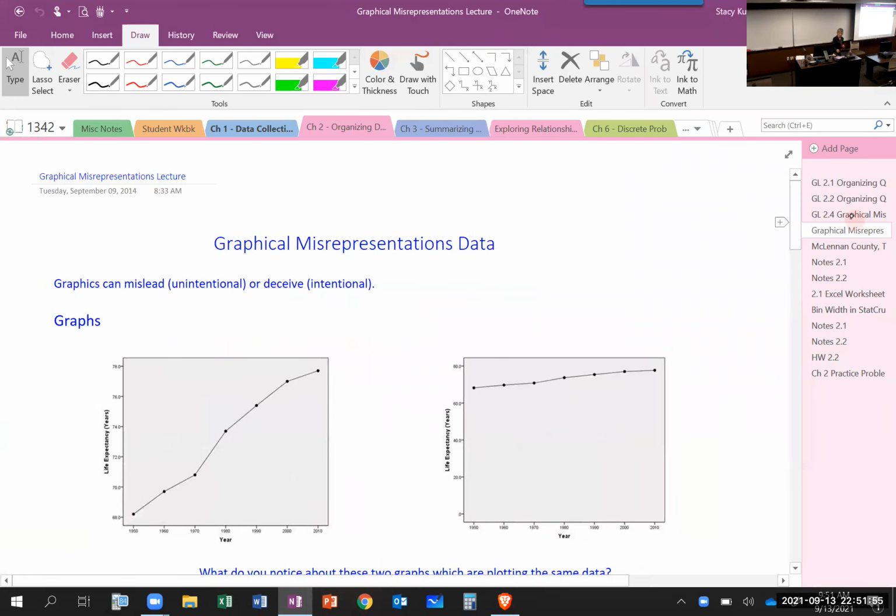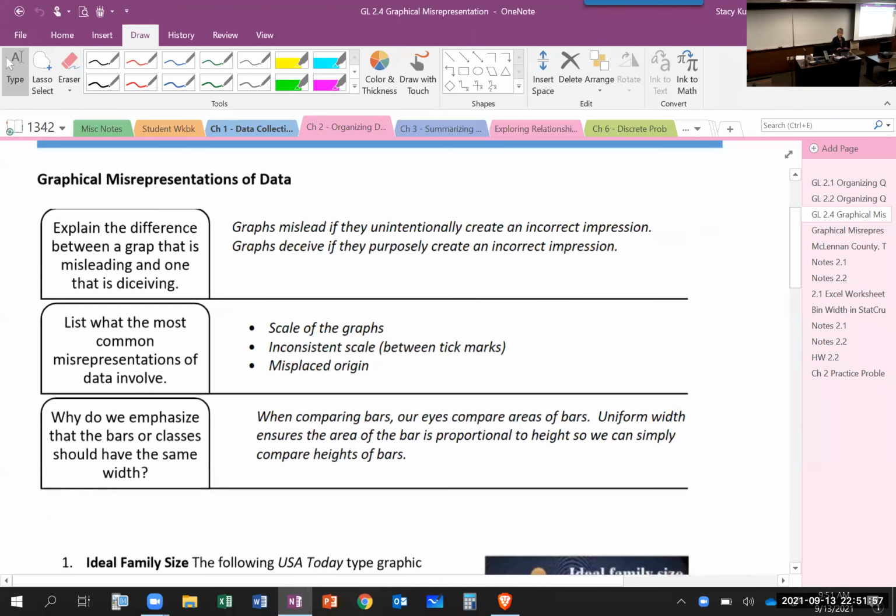So overall, I would say this. There's 3 things I would like for you to take away from this. When we're thinking about graphs, we can have graphs that mislead. When we think of misleading graphs, that means that it's kind of unintentional, right? I didn't mean to do that. I chose a graph I thought would be representative, but it was misleading. It unintentionally creates an incorrect impression.